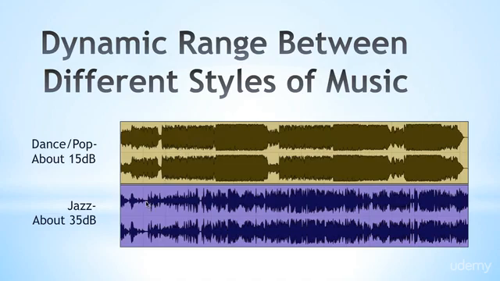Likewise, the jazz recording on the bottom here has about 35 decibels of dynamic range. So from the quietest bit here all the way to the loudest bit in the middle, about 35 decibels. So a little over twice the dynamic range between slam and dance music and a pretty groovy jazz record.